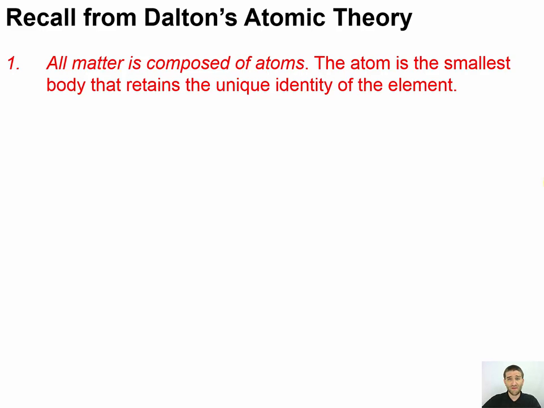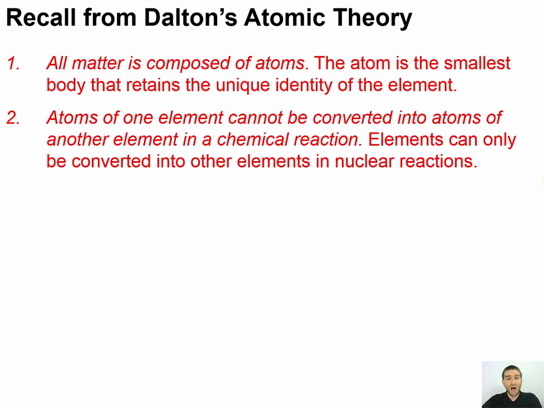Now, one of his postulates was that all matter is comprised of atoms. Now, we know that there's smaller things than the atom, but they don't have any unique characteristics anymore. Now we're just talking about electrons and protons and neutrons. Oxygen no longer acts like an oxygen atom when it gets broken down further than that. So we have to make sure that all of our atoms remain the same. Atoms of one type can't be converted into other elements in a chemical reaction.